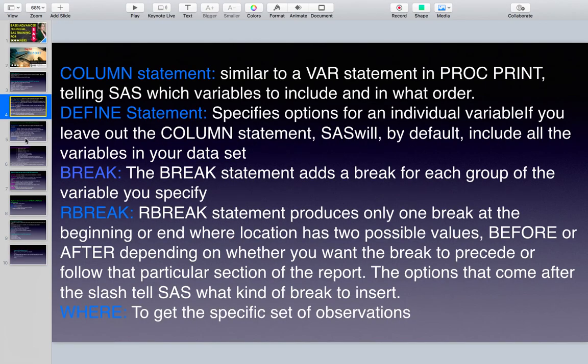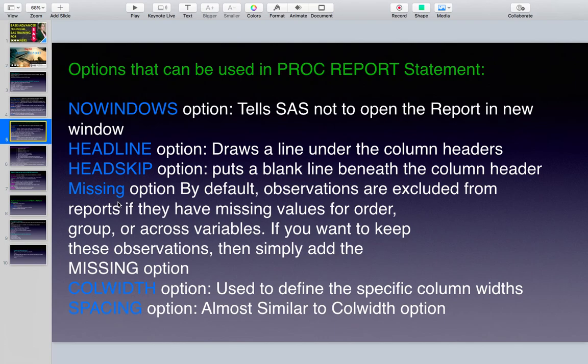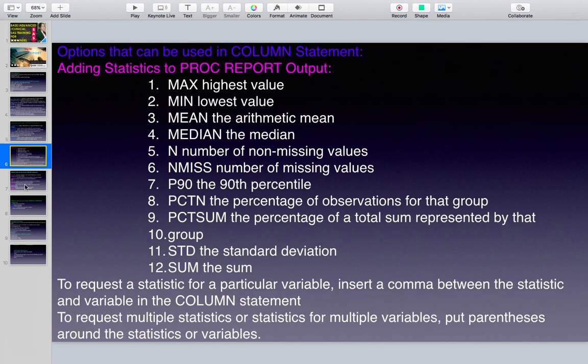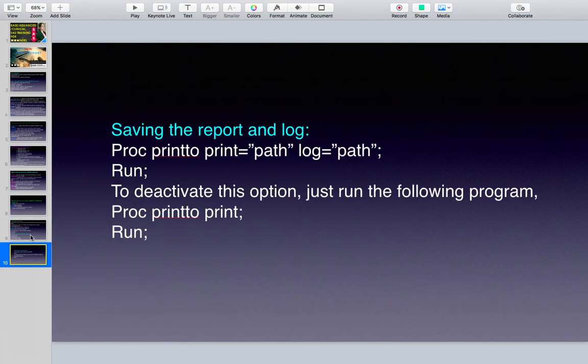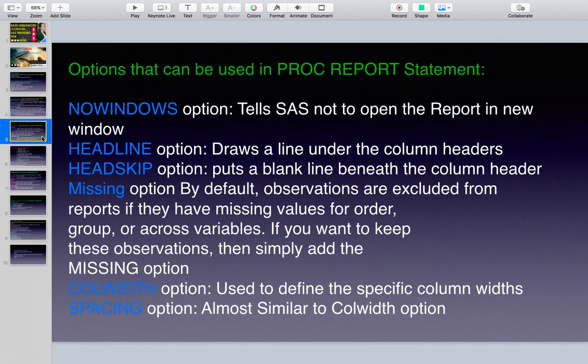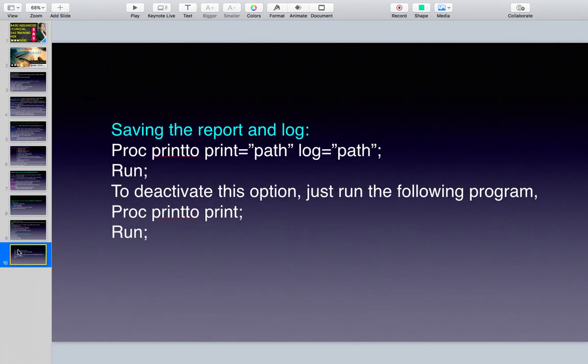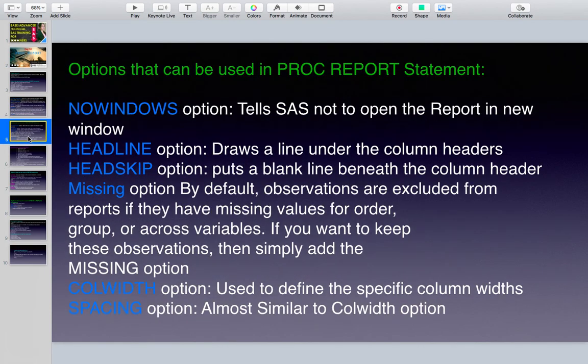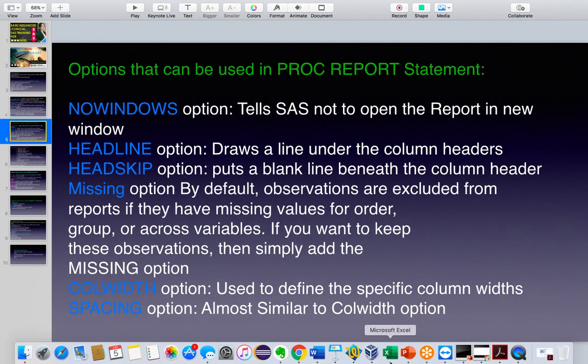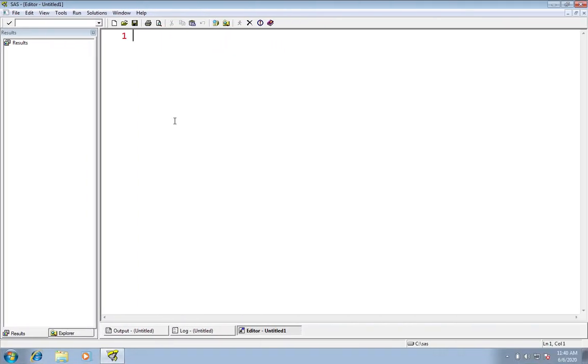Okay, now just for the understanding purpose, I will show you these options also in the old version, and after that we will continue with the next options that we use in the new versions. We can use these options in the old version also, but I'm just showing the difference. In the new version there is no need to use nowindows, headline, headskip, column width and spacing, and the saving the report option. So that is the difference between the new version and the old version. But for the understanding purpose, let's see how to work on these options in the old version.